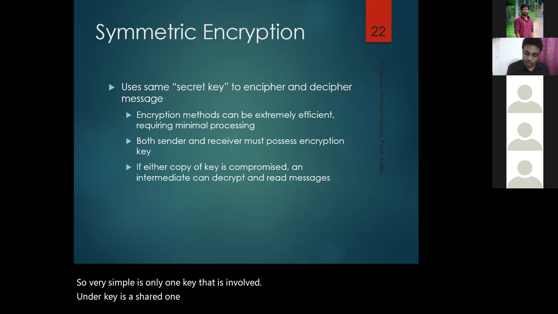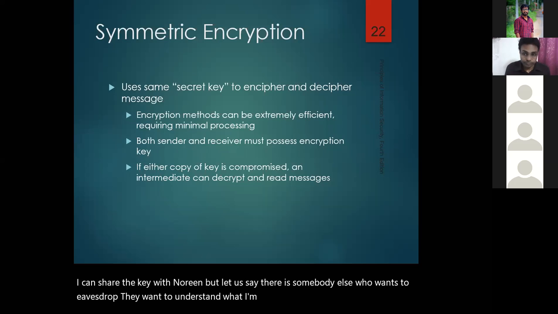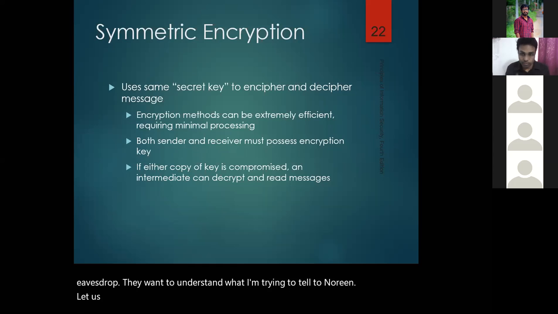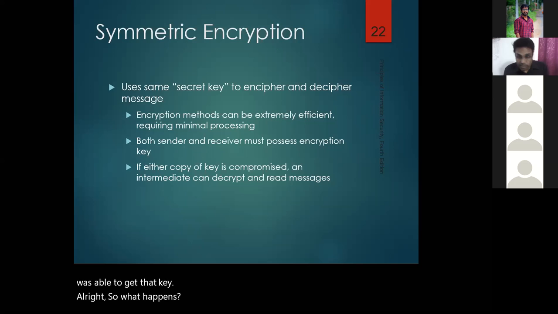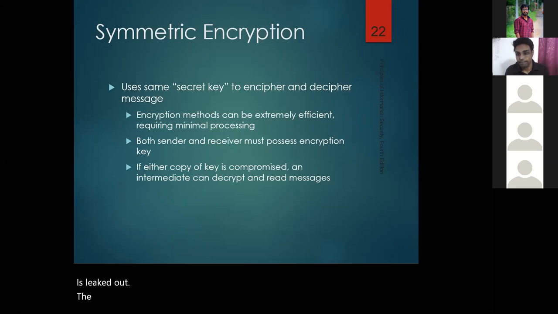I can share the key with Noreen. But let us say there is somebody else who wants to eavesdrop. They want to understand what I'm trying to tell Noreen. Let us say Bidur is interested. Bidur is a hacker, and he was able to get that key. All right, so what happens? Bidur is able to decode my message. This is the issue with symmetric encryption. If the key is leaked out, the message is also leaked out. If he sees the message and knows the key, then there is no secrecy.